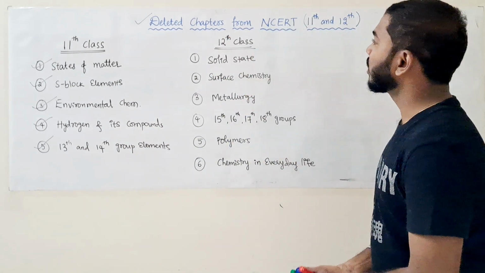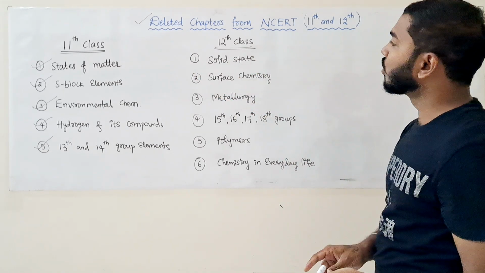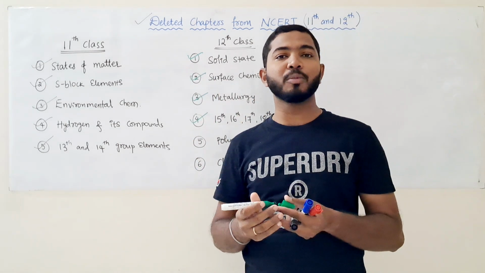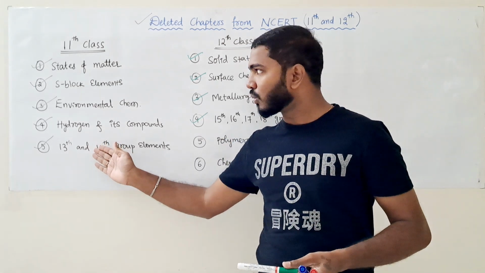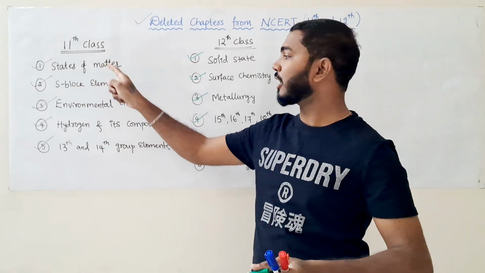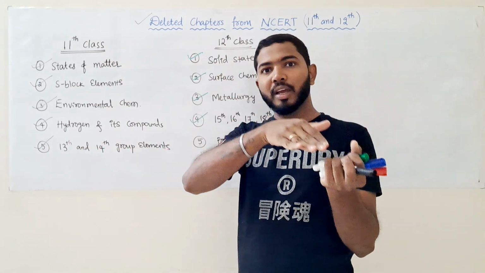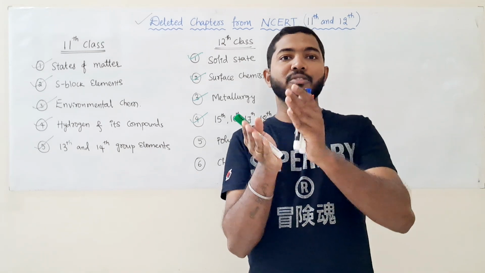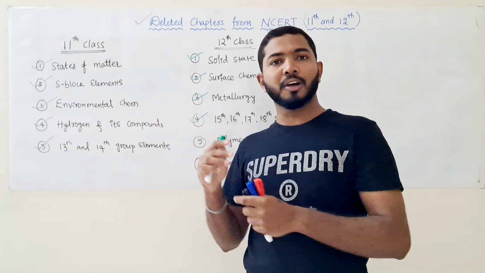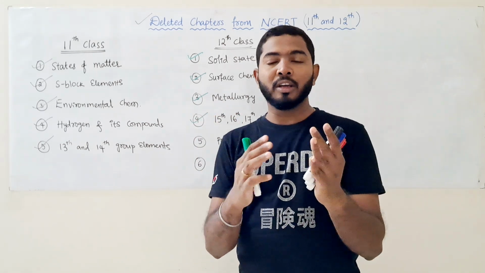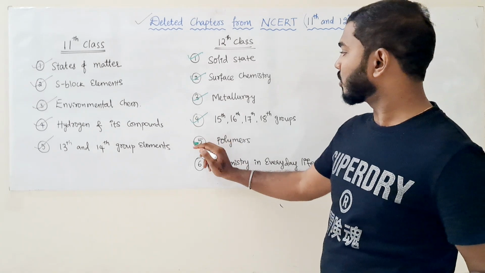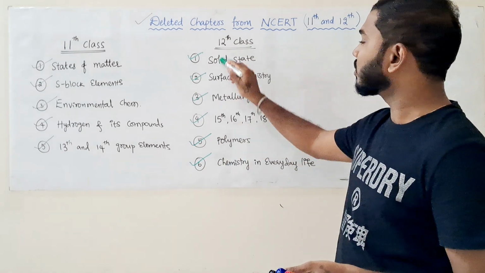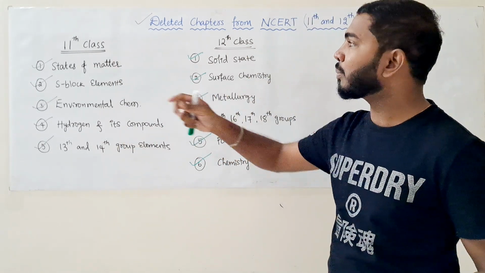Then moving to 12th class, they have removed solid state, surface chemistry, metallurgy, and groups 15, 16, 17, 18. So the entire P block is removed from the second year part. S block and P block, that is first year and second year. It means from the entire 11th and 12th, they have deleted the complete inorganic part. So we have only D block, F block, and coordination compounds belonging to inorganic chemistry. Then polymers and chemistry in everyday life are also deleted. These are the 6 chapters deleted from 12th, and 5 chapters deleted from 11th.